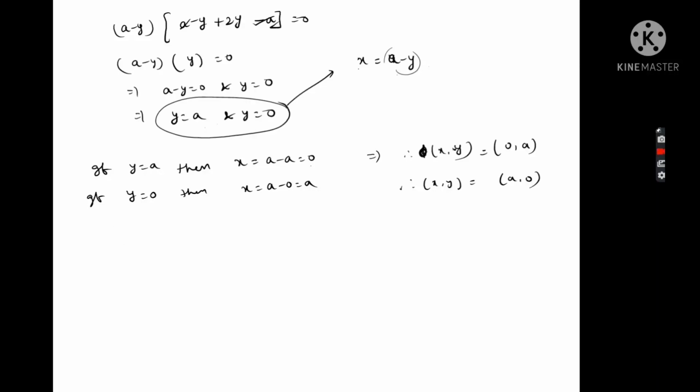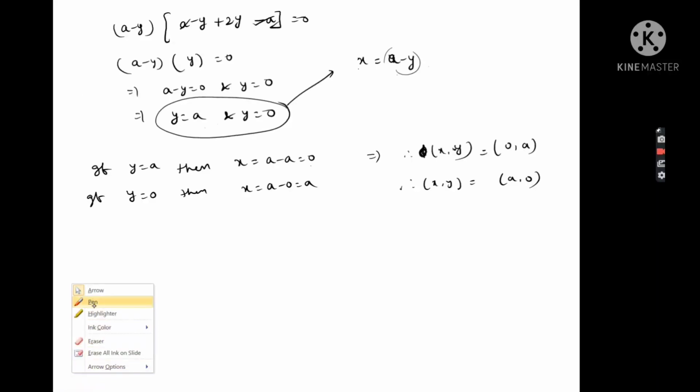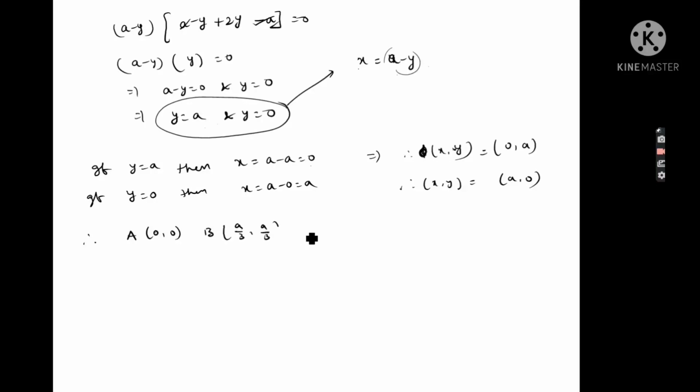So finally, when you take y equals x, we get two ordered pairs. If you take x plus y equals a, we get another two ordered pairs. So total how many ordered pairs do we get? Therefore A (0, 0), B (a by 3, a by 3), C (0, a), and D (a, 0). These ordered pairs I get when we solve the two equations. Now these points are nothing but stationary points.